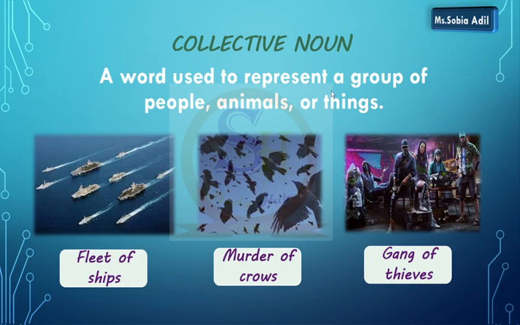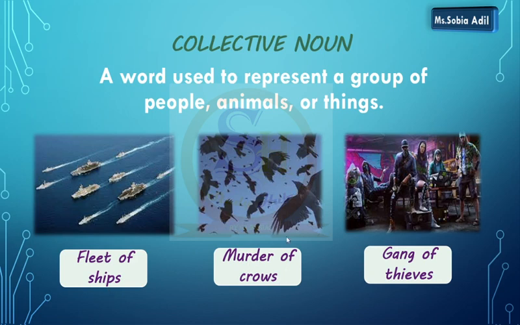Collective here, students, means collection of things, right, in a group. A word used to represent a group of people, animals or things. For example, ship, आप single अगर देखेंगे तो obviously you will call it ship, आप इसे ship कहेंगे और that is a noun. But अगर group की form में होगा, so there is a specific name for that group और उस group का क्या नाम है? Fleet of ships. Next one is murder of crows.